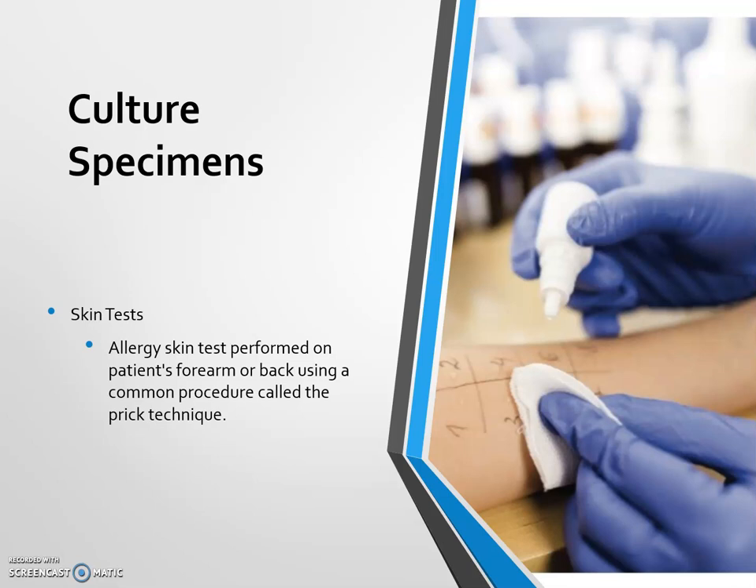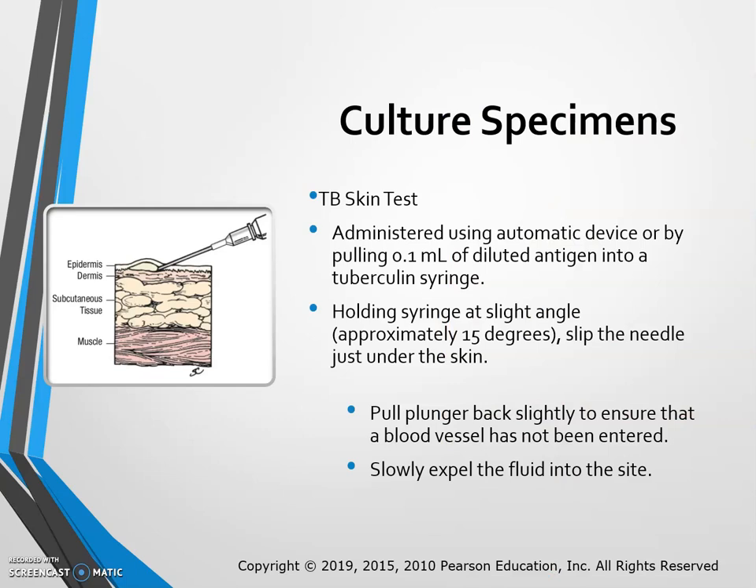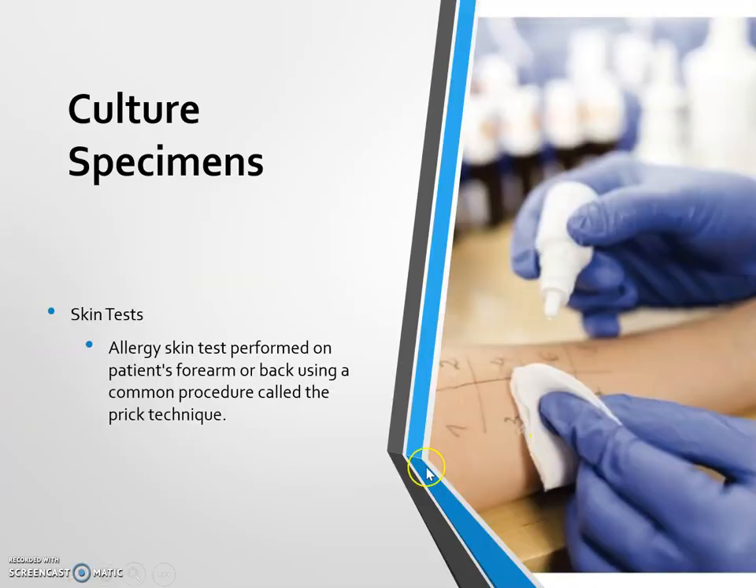Culture specimens: there's skin testing. Allergy skin tests are performed on the patient's forearm or back using a common procedure called the prick technique. This basically means they put a small amount of the allergen onto the skin, and then we look to see if the welt increases in size. Generally, if the welt is large, red, and more than 20 millimeters in size, that is a positive allergy test for that specific antigen. So this could be grass, dairy, peanuts, tree nuts, what have you.